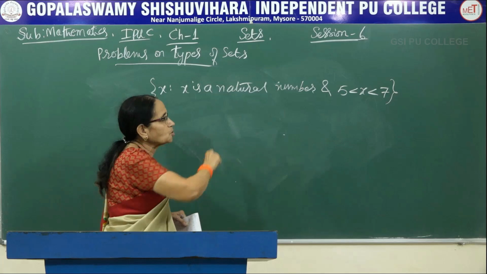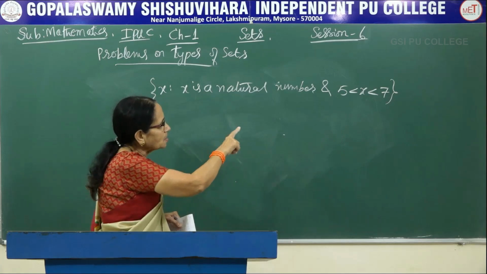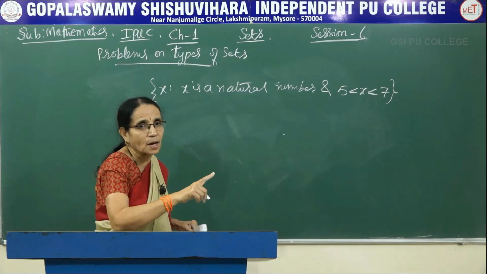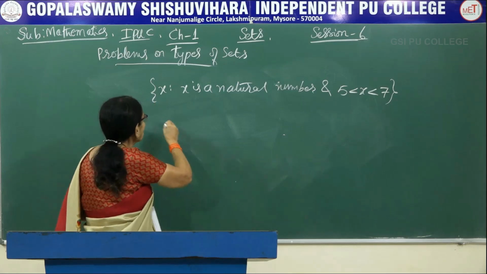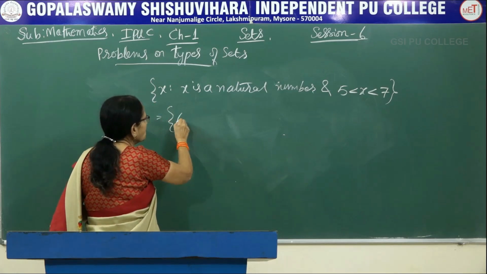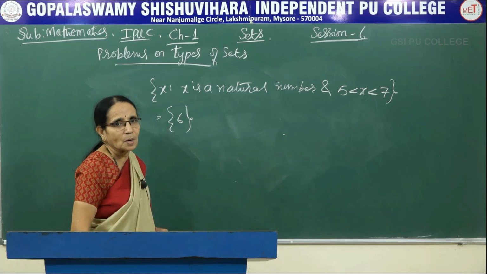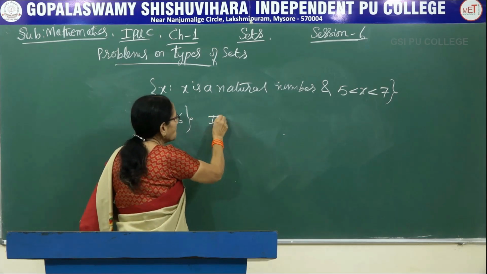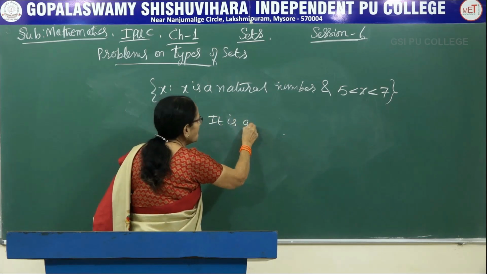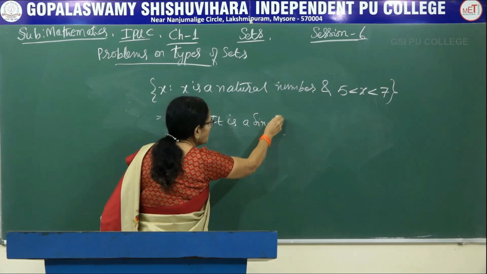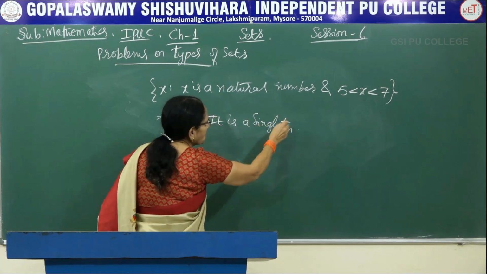First condition is it should be a natural number. Second condition is it should lie between 5 and 7. Therefore, how many elements can exist? Only one element. Therefore, what type of set is it? It is again a singleton.